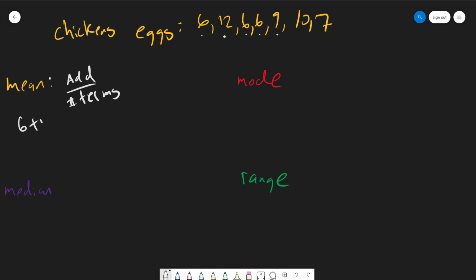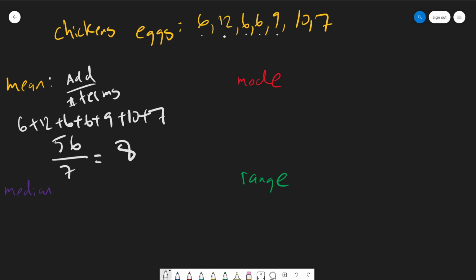We've got 6 plus 12 plus 6 plus 6 plus 9 plus 10 plus 7. So if I add those up, looks like 18, looks like 30, 40, looks like 56. And divide by how many terms there are: 1, 2, 3, 4, 5, 6, 7. So my mean is 8 eggs. So every week, this chicken is laying 8 eggs a week. Per week.